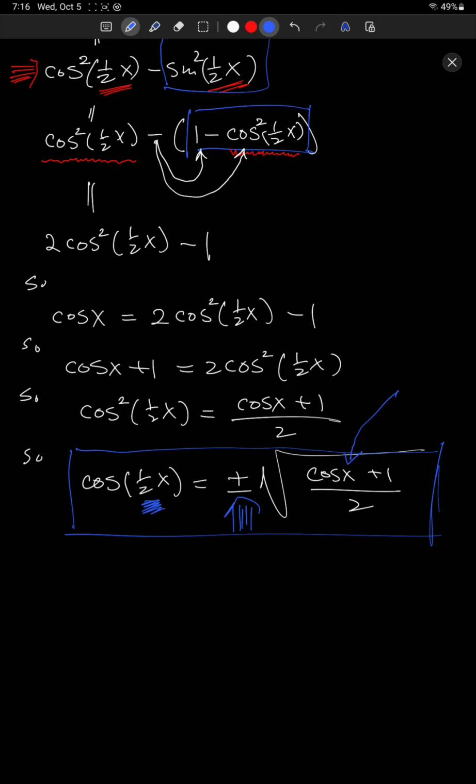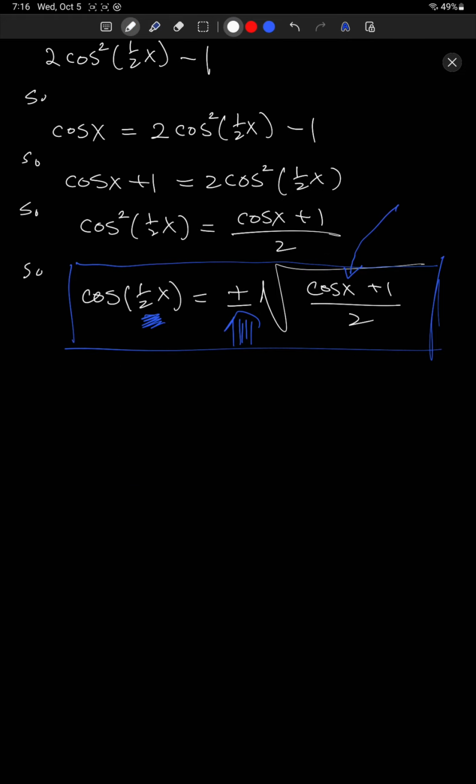Okay, so in terms of applications, this means that we know how to calculate cosine of pi over 12 in a different way from what we did before. Before, we wrote cosine pi over 12 as cosine of pi over 3 minus pi over 4, and then we used our cosine identity to get this. But now we can actually do it in a different way.